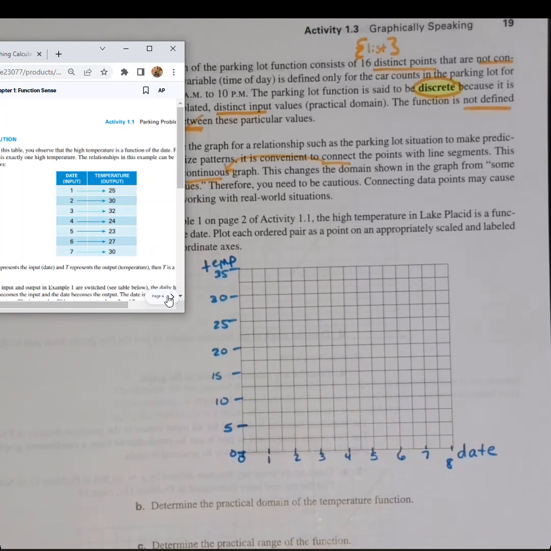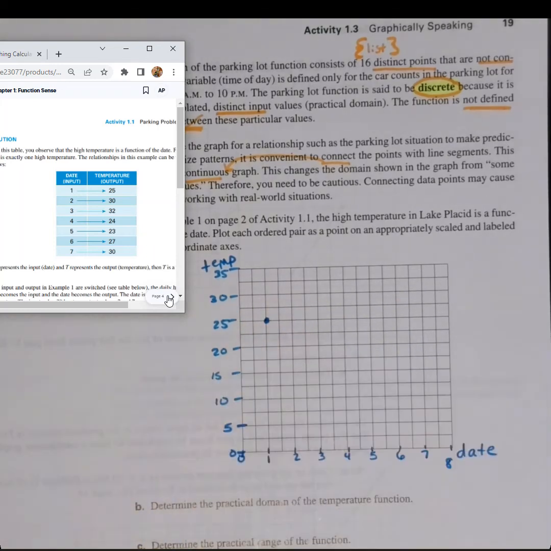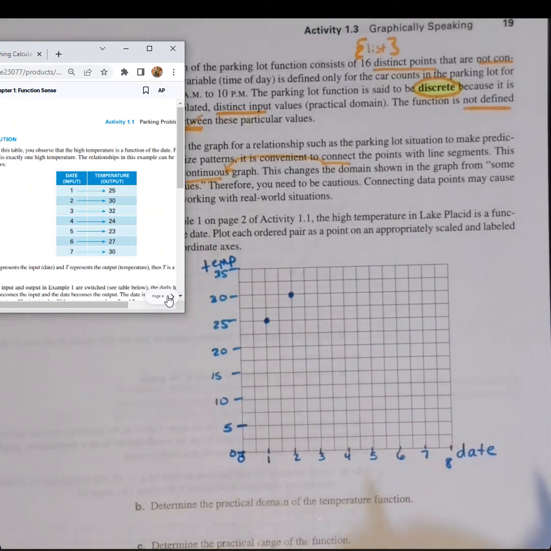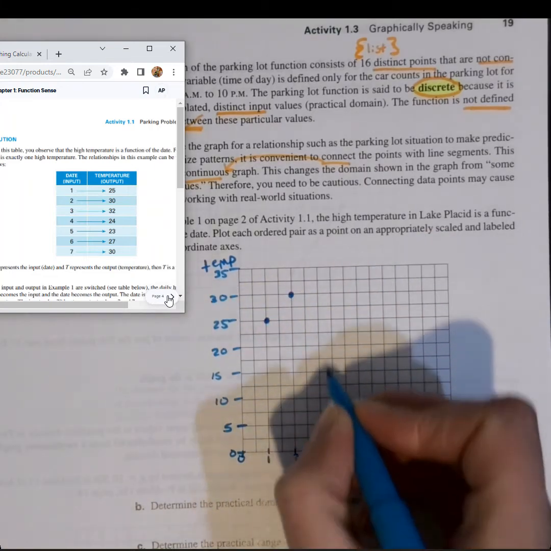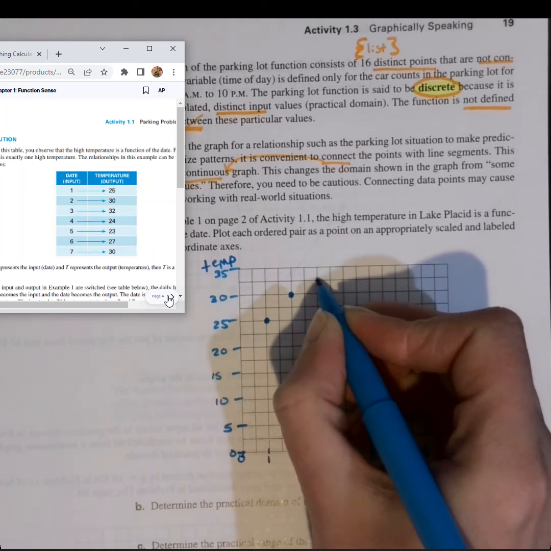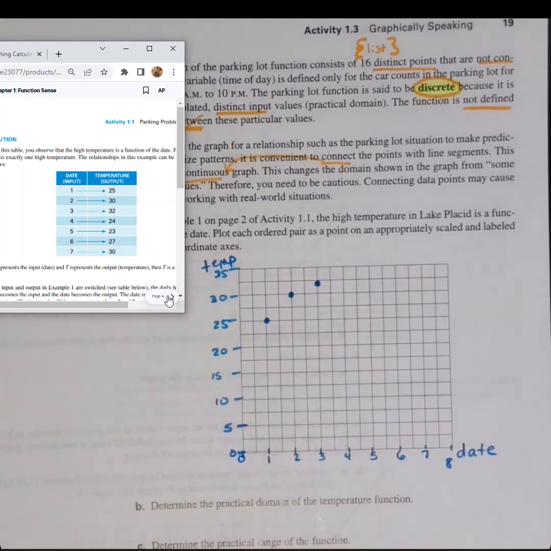We have our 1. I guess our first one is 1 and 25. So 1, 25, 2, 30, 3, 32. So hold on. Okay, so this would be 32.5. So 32 is actually quite close to that line between 30 and 35.